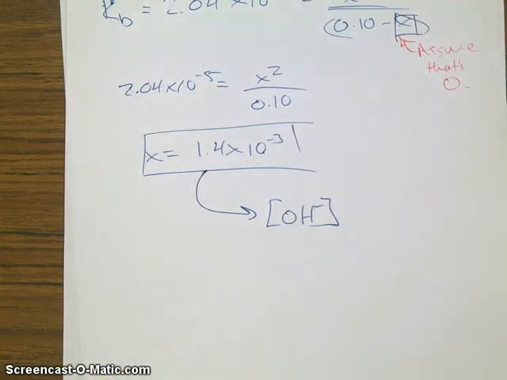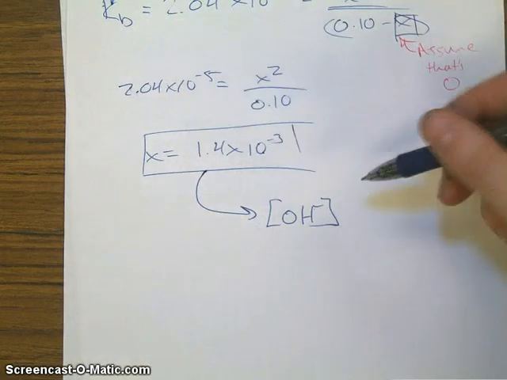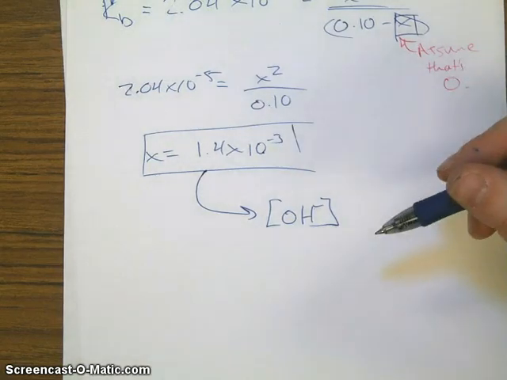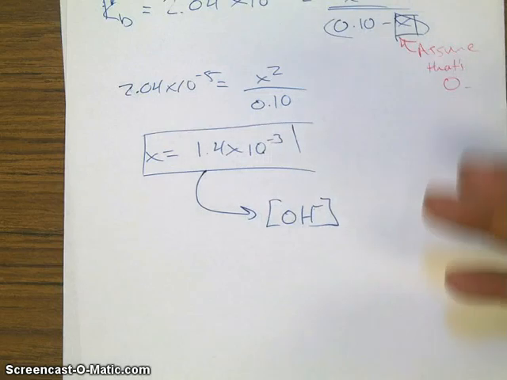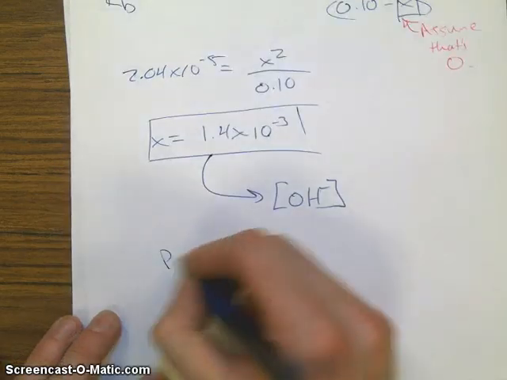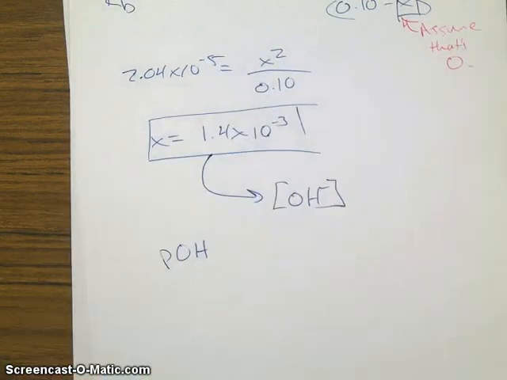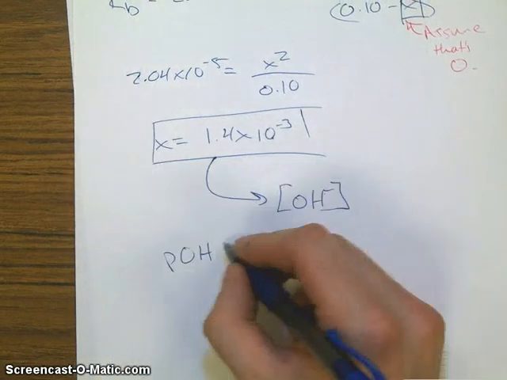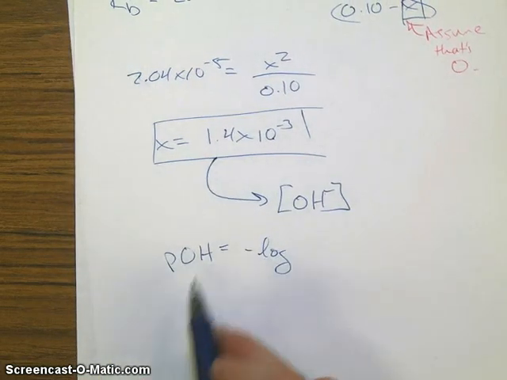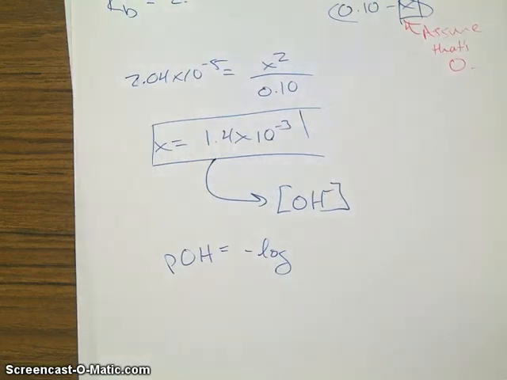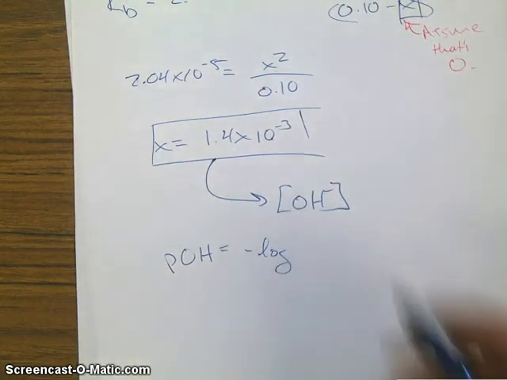Now I've got to figure out what the pH is. Unfortunately, I don't know the hydrogen ion concentration. I only know the hydroxide ion concentration. Since I only know the hydroxide ion concentration, the only thing I can calculate is not pH, it's pOH. The p, just always memorize, means negative log. Negative log of whatever this thing is. So if I have pKa, it's a negative log of Ka. If I have pH, it's a negative log of hydrogen ions. If it's pOH, it's negative log of hydroxide.